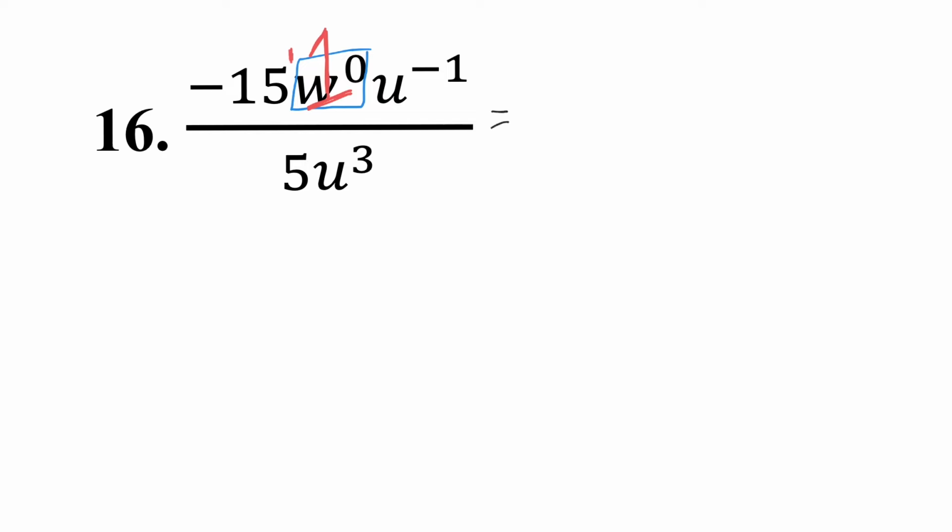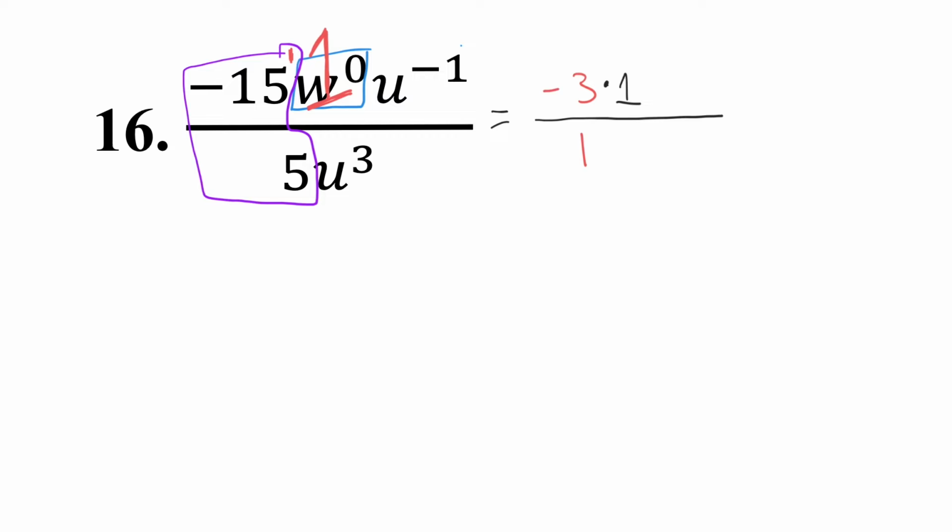Let me just go over here. And at the same time, I am going to reduce the coefficients. So remember that we have the negative 15 over 5 over here. So I'm looking at those coefficients, and we can reduce by 5. So let's do that first. Let's look at those two coefficients. So we can reduce to negative 3 over 1. And the w turns into 1.